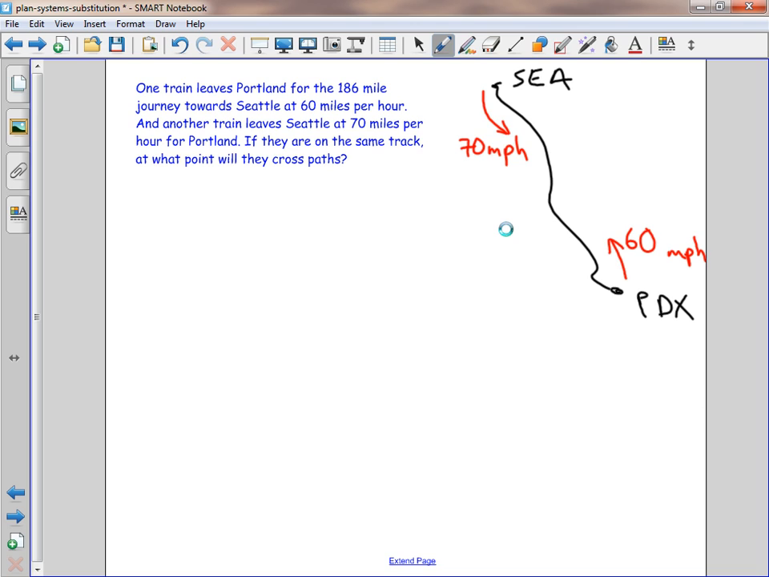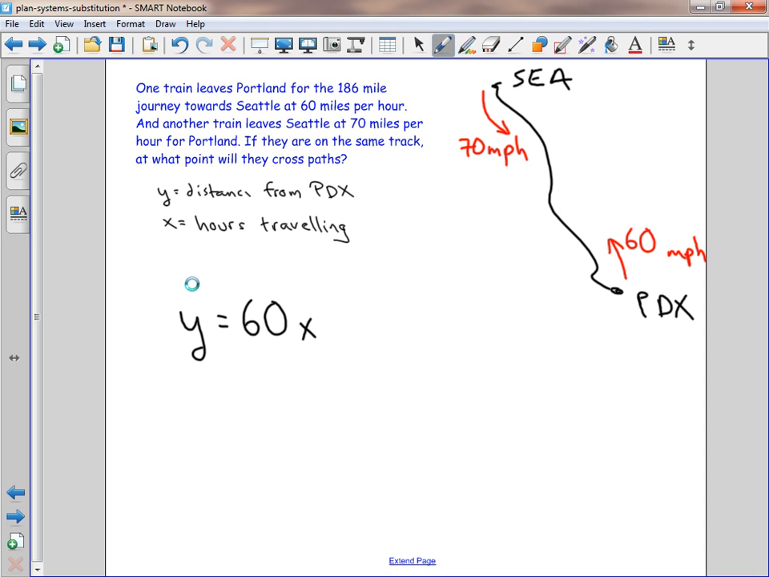Y will be the distance of the trains from Portland, and x will be the number of hours they've been traveling. Since I'll say the train from Portland is the first train and starts from Portland, its y-intercept would be 0 because it's starting in Portland. Therefore, its distance from Portland is given by 60 times the number of hours that it's traveled.